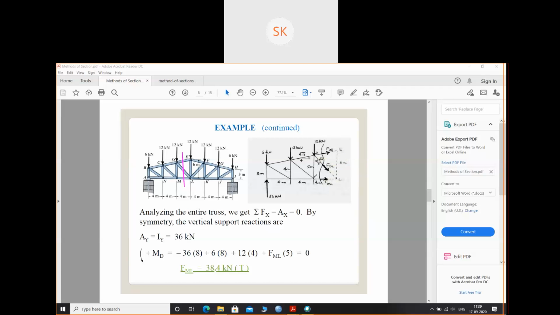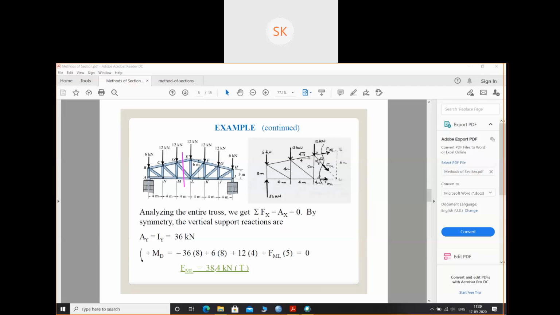This is the joint. This is the joint. I have shown the members away from the joint, so I have assumed that the members are in tension. I have considered FDE, FDL, FML. So you have to find the forces in these three members. Let's start with FML.